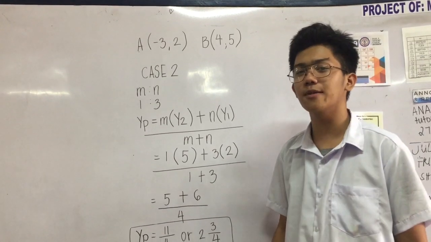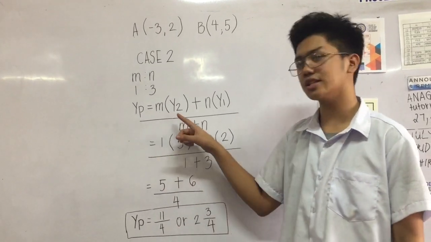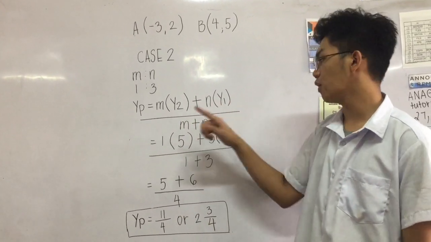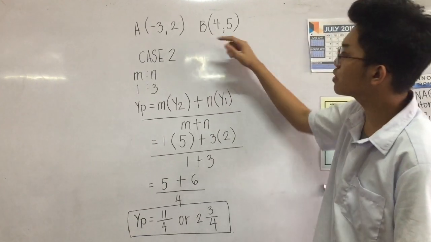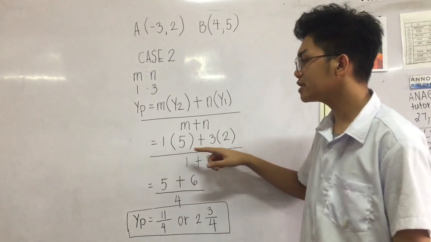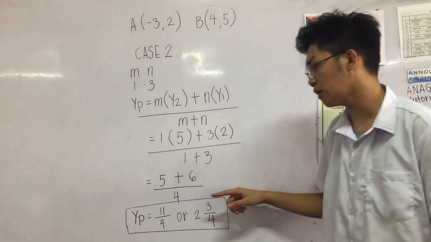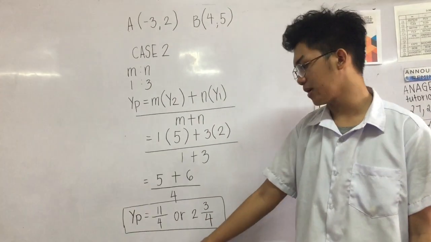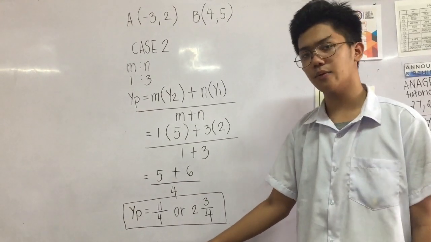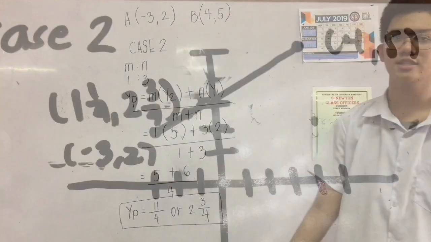Our solution for y sub p is equal to m times y sub 2 plus n times y sub 1 over m plus n. We will substitute it with our given. 1 times 5 plus 3 times 2 over 1 plus 3 is equal to 5 plus 6 over 4. With our answer, y sub p is equal to 11 over 4, or 2 and 3/4.